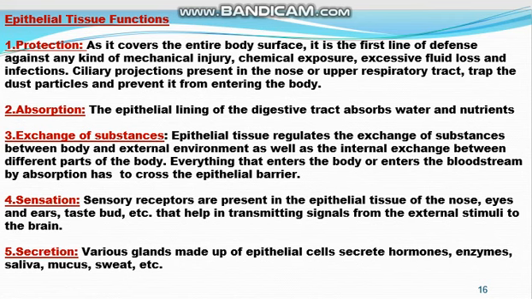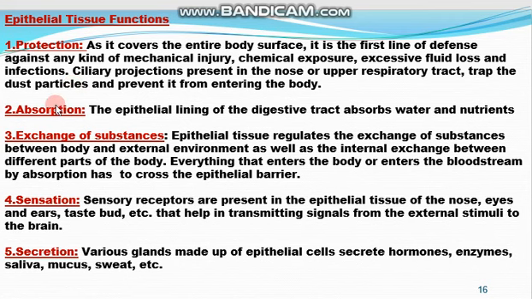So protection is the main function of the epithelial tissue because it covers the entire body surface. So it is the first line of defense against any kind of injury, chemical exposure, excessive fluid loss, or any type of infection. And ciliary projections present in the nose or upper respiratory tract trap the dust particles and prevent it from entering the body. So this is the first function of the epithelial tissue.